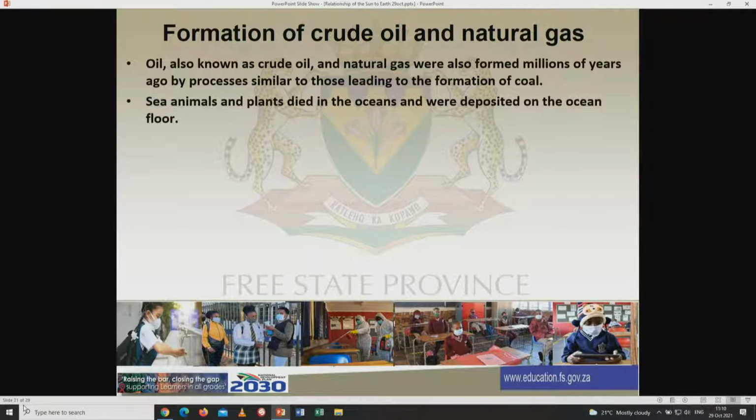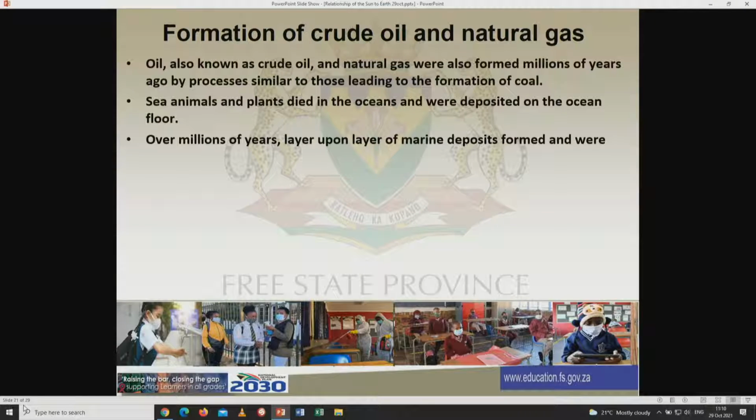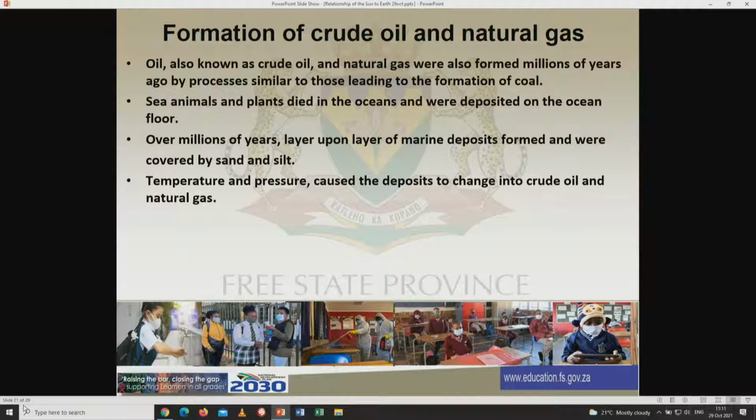Sea animals and plants died in the ocean and were deposited on the ocean floor. Over millions of years, layer upon layer of marine deposits formed and were covered by sand and silt. Now, temperature and pressure cause the deposits to change into crude oil and natural gas.